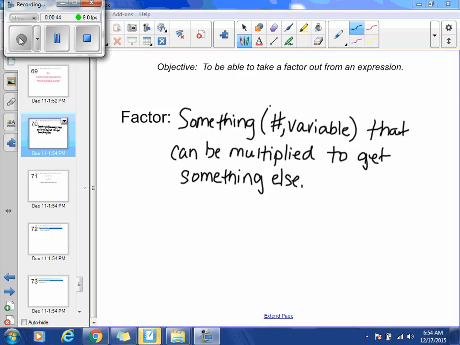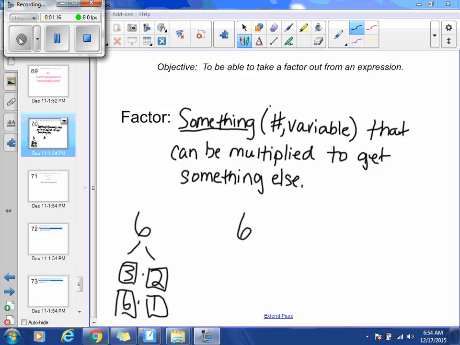Instead of saying a number, I decided to say something because now that we're in algebra, that factor could be x, okay? So if I had the number 6, and you do not need to write this down, its factors, or the numbers that I can multiply to get 6, are 3 and 2. We could also do 6 times 1. All right, so this is a factor of 6, this is a factor of 6, this is a factor of 6, and this is a factor of 6.